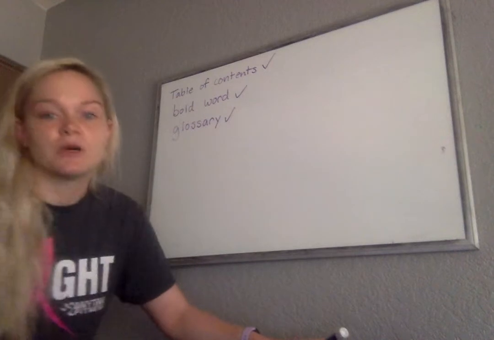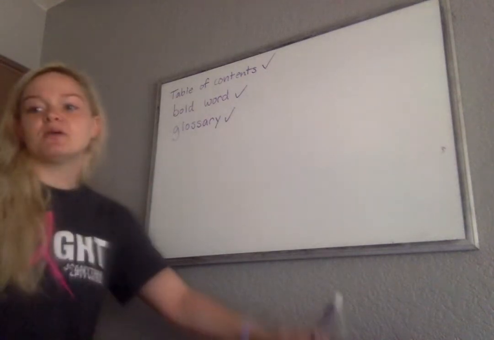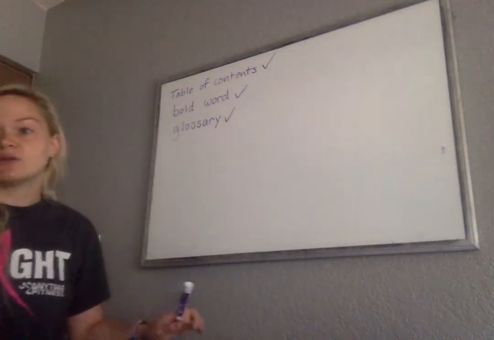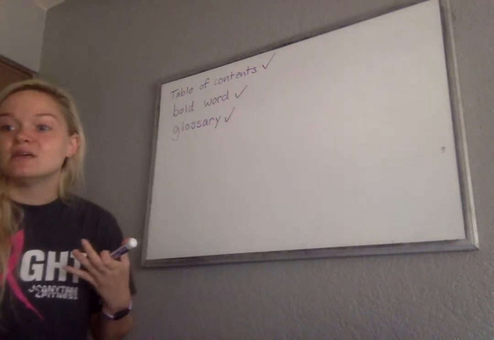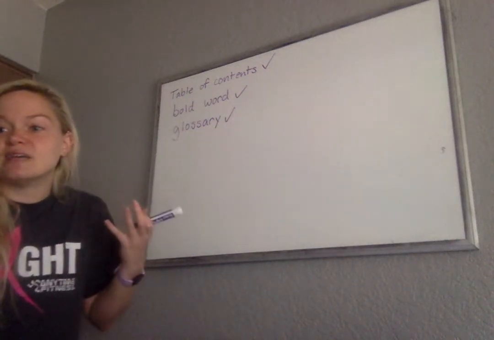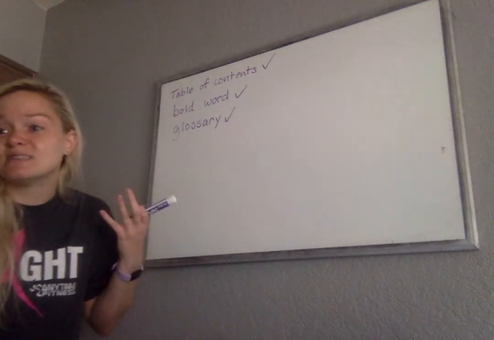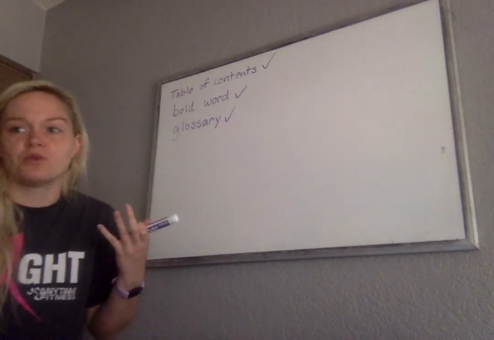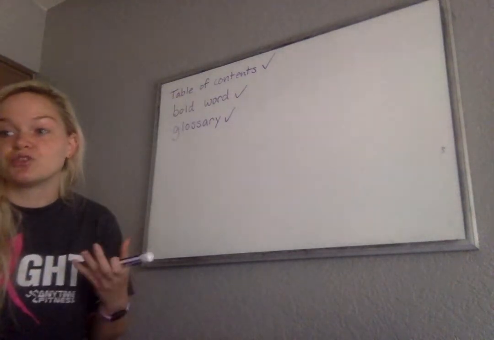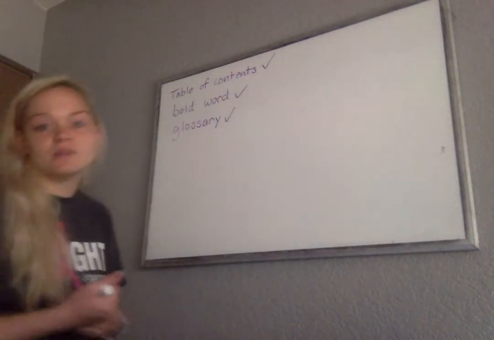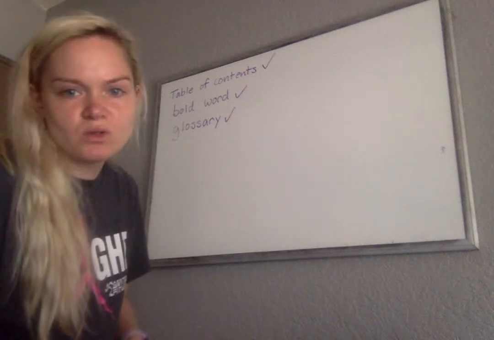Okay, so first thing is you're going to pick one of these text features to focus on. Make sure it's one that you feel really comfortable with knowing about, because if you don't really understand using a table of contents, that's probably not going to be one you're going to want to work with. But you can always go back and watch the videos about text features if you need a refresher. So, on this one, I'm going to focus on the bold words.